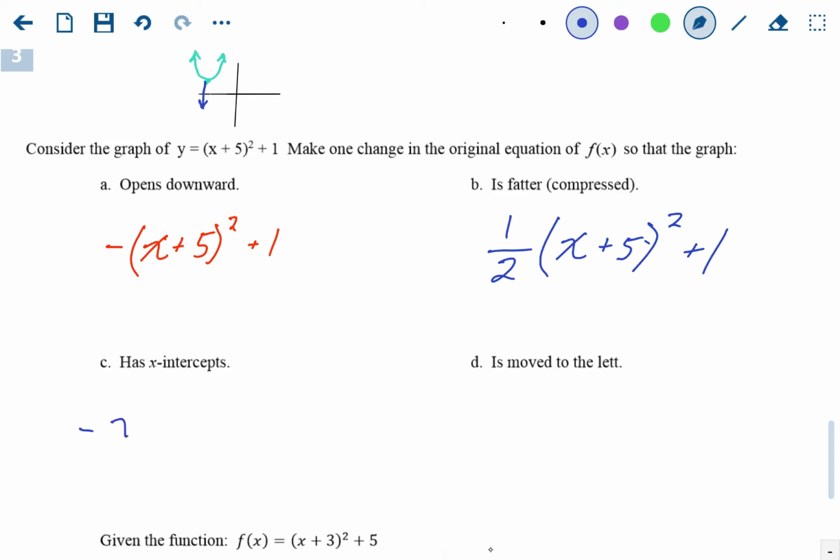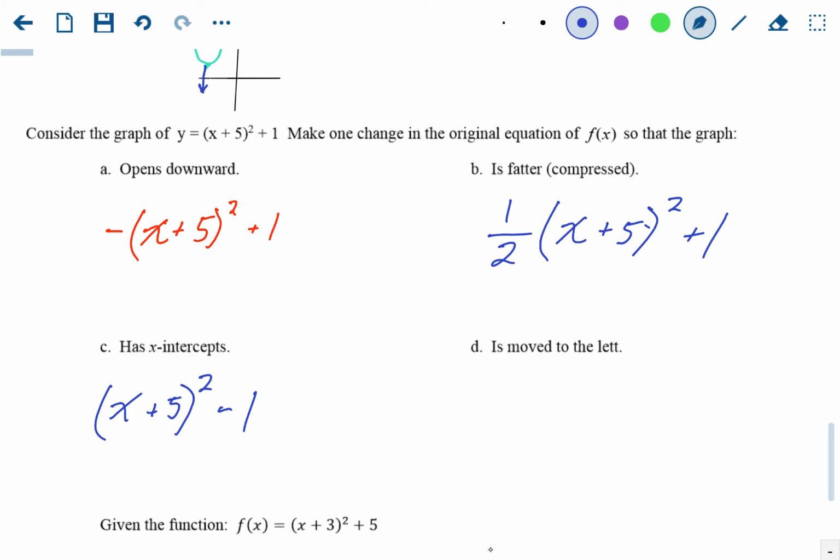So for example, if we have (x + 5) squared minus 1, that changes the vertex to -5, -1. It opens up, so it's automatically going to have x-intercepts. All right, and you can put anything there. You put -1 billion if you want.